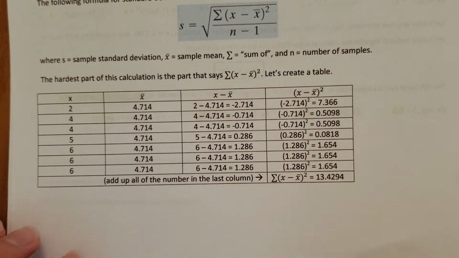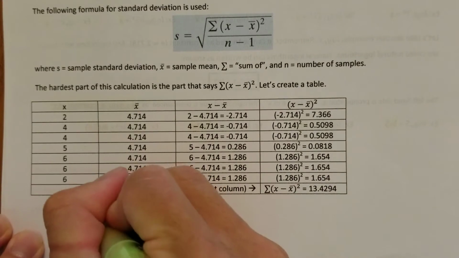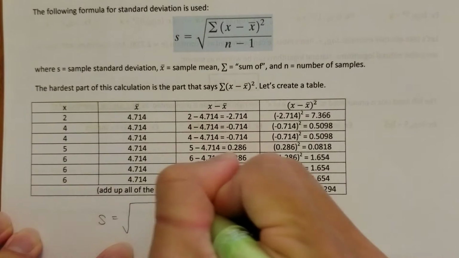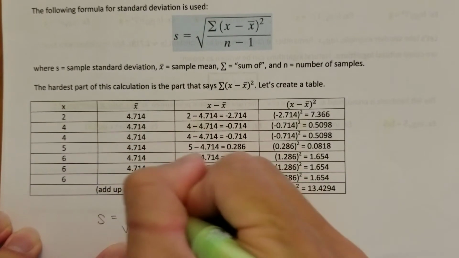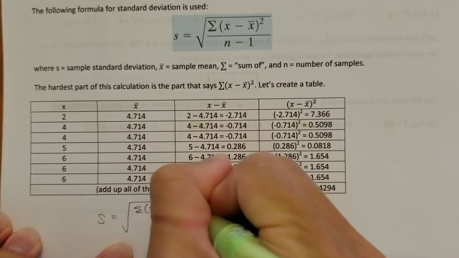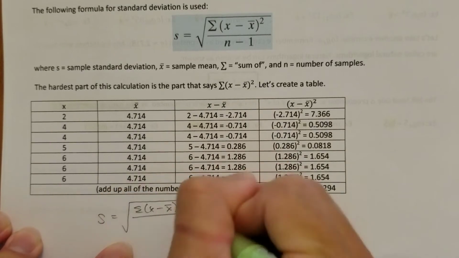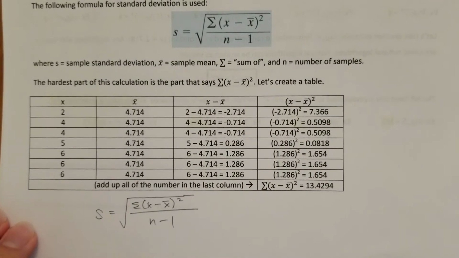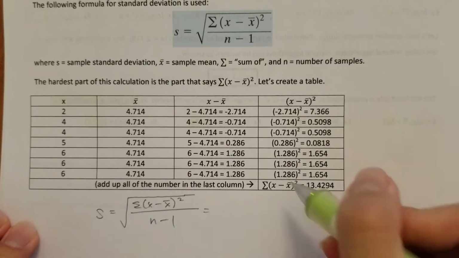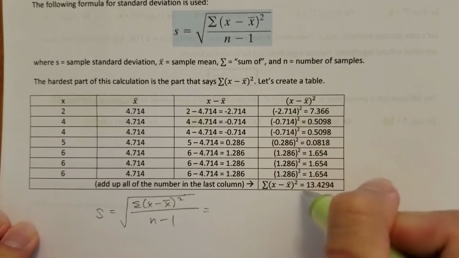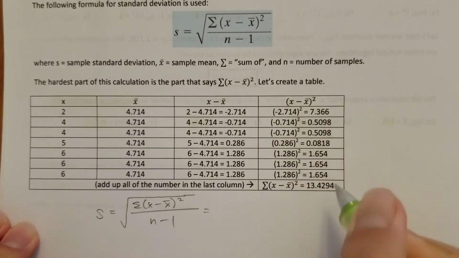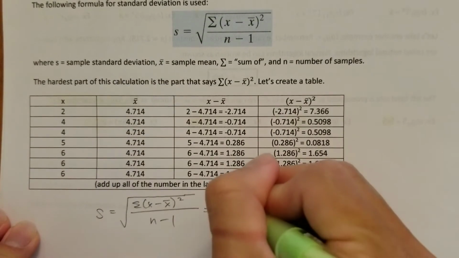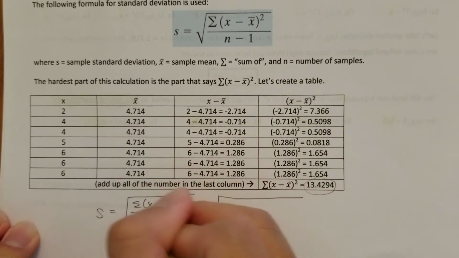Okay, now once you go through that, I know this will take a while to do, you can go ahead and calculate the standard deviation. So the standard deviation S is equal to the square root of the sum of x, the data set, minus the average, squared, divided by the number of samples minus 1. If you look here, the sum of x minus the average squared is this 13.4294. That is what goes here.